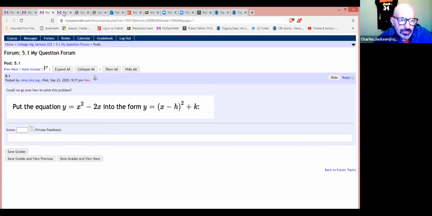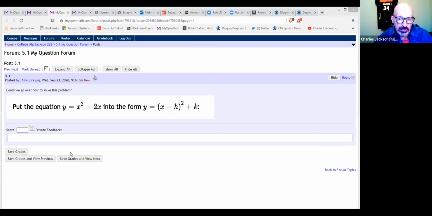Next one, put the equation y equals x squared minus 2x into that vertex form, that desirable vertex form, okay? It's a nice form, right? Because if you have this form, then you know what the vertex is, because it's (h, k). Well, we want to be able to put it in that form.